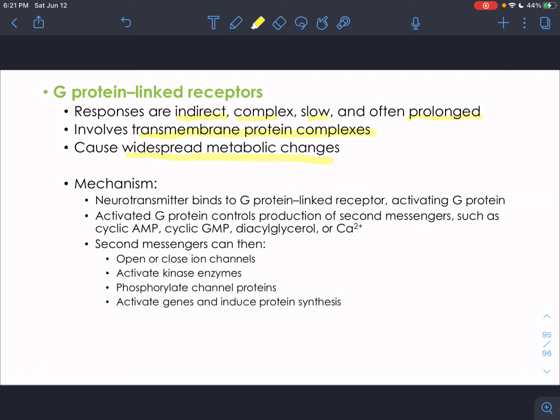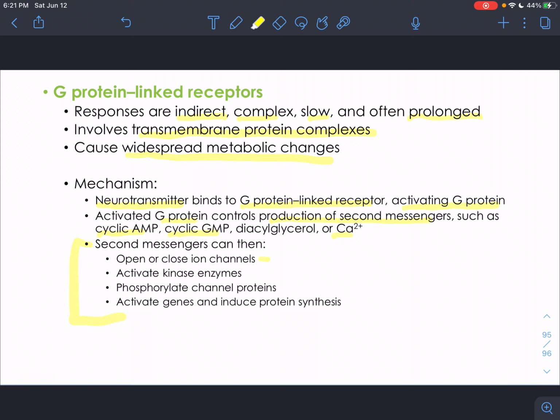So G protein-linked receptors can have a number of effects. What's going to happen is a neurotransmitter binds to the G protein receptor, which activates that G protein, and I'll show a picture of this in a second. That G protein then controls production of second messengers, such as cyclic AMP, cyclic GMP, calcium, different things. And those second messengers can do a number of different things.